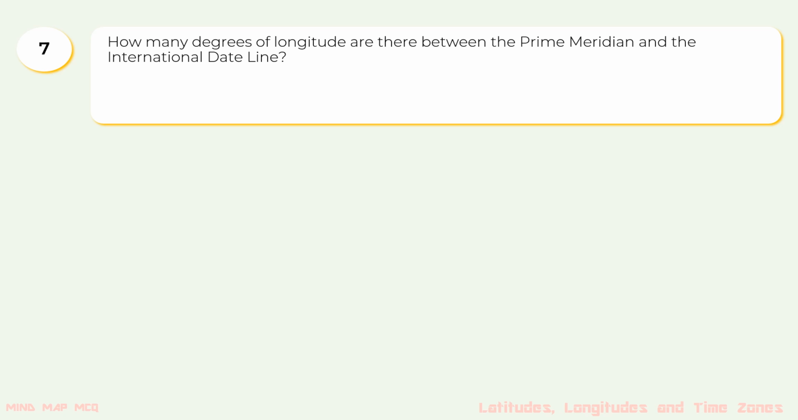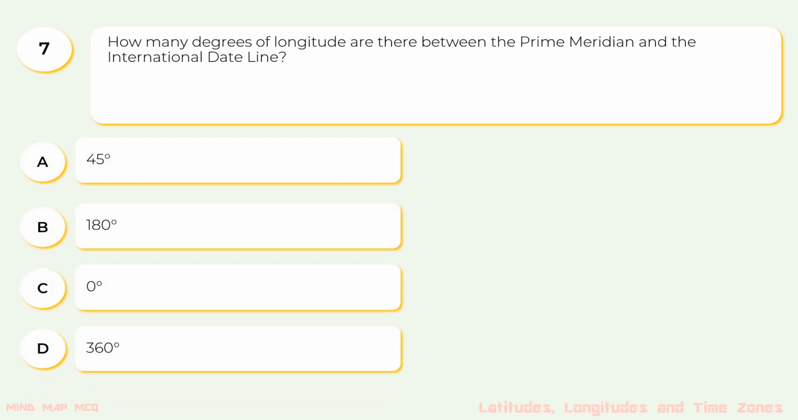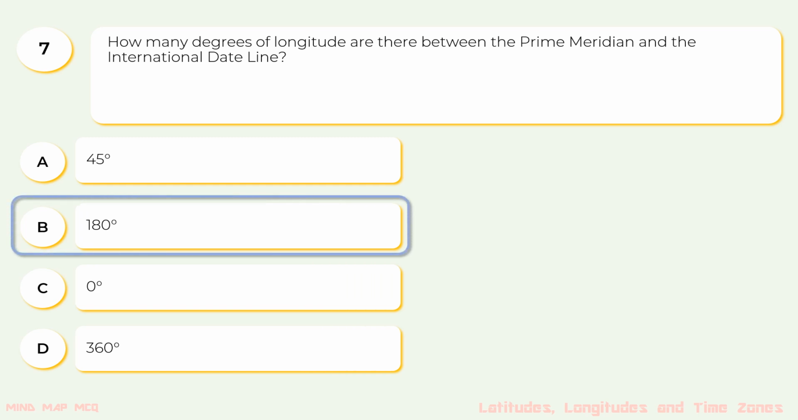7. How many degrees of longitude are there between the prime meridian and the international dateline? The options are A, 45 degree, B, 180 degree, C, 0 degree, D, 360 degree. The correct option is B, 180 degree.